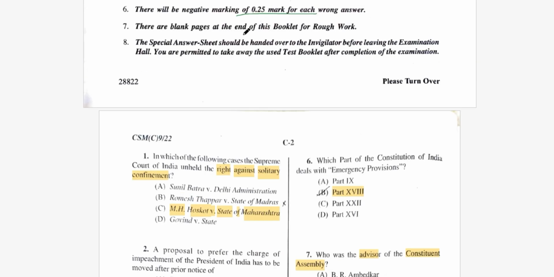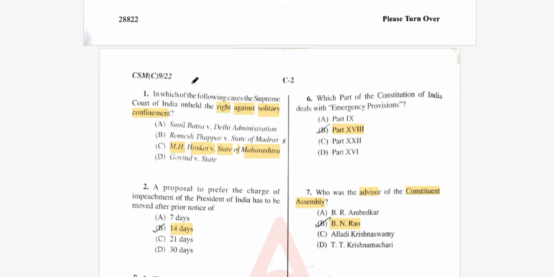As we all know the rules for the exam. Now first question: in which of the following cases did the Supreme Court of India uphold the right against solitary confinement? Okay, now four options are given. Out of these four options you can easily see on your screen. The option C is the right answer, that is MH Hoskot versus State of Maharashtra.